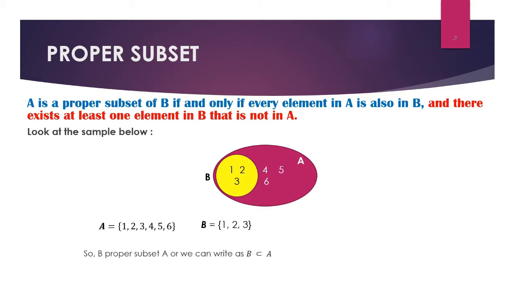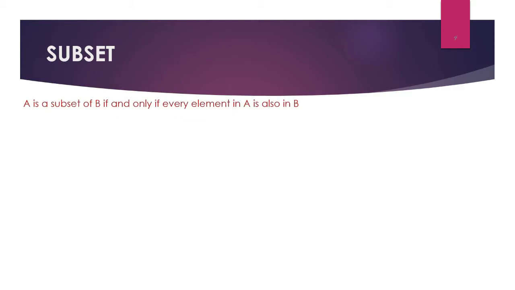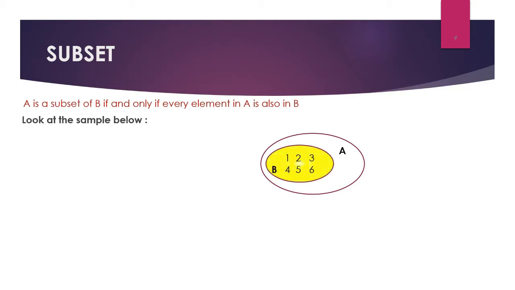Next, about subset. A is a subset of B if and only if every element in A is also in B. Look at the symbol below. Set A is 1, 2, 3, 4, 5, 6, and set B is 1, 2, 3, 4, 5, 6. Same, right? So we call this A subset B or B subset A.